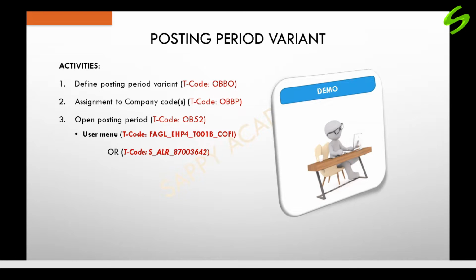Let's define posting period variant, and then in the second activity we will assign the posting period variant to the company code. And then in the third activity we'll open posting periods to post business transactions.